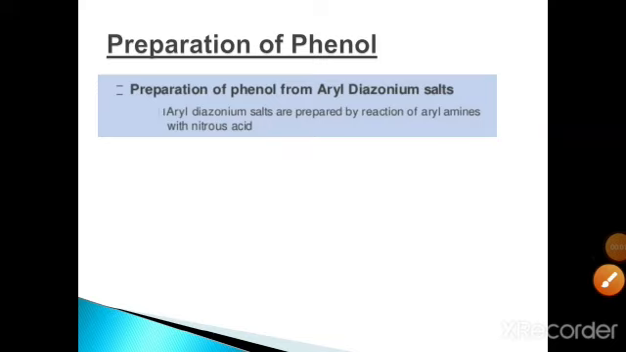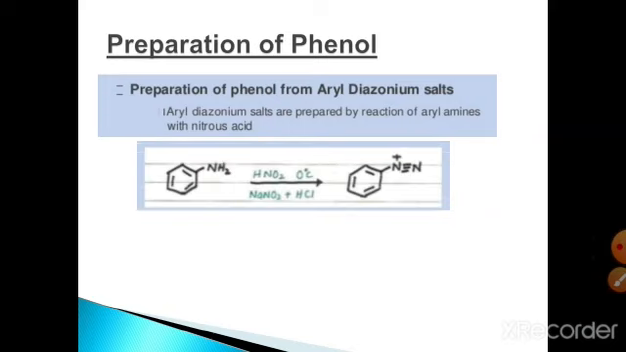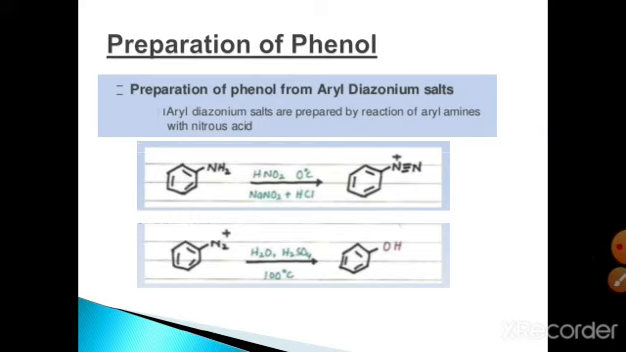The last method for the preparation of phenol is preparation of phenol from aryl diazonium salt. Aryl diazonium salts are prepared by the reaction of aryl amine with nitrous acid. When aryl amine reacts with nitrous acid in the presence of NaNO2 and HCl, it is converted into aryl diazonium ion. This aryl diazonium ion can be converted into phenol in the presence of water and sulfuric acid.